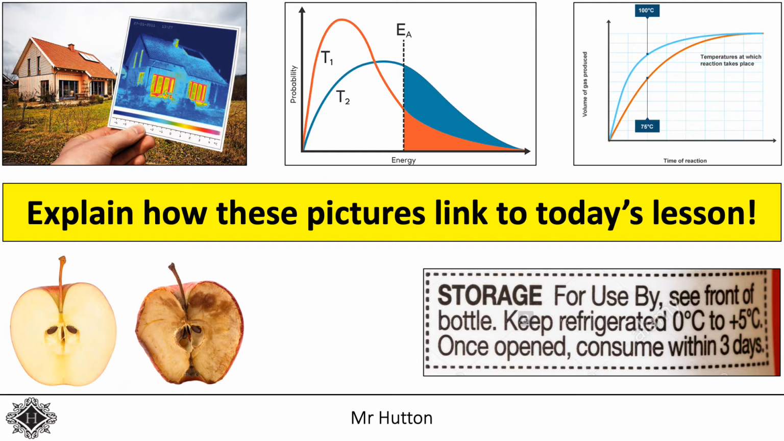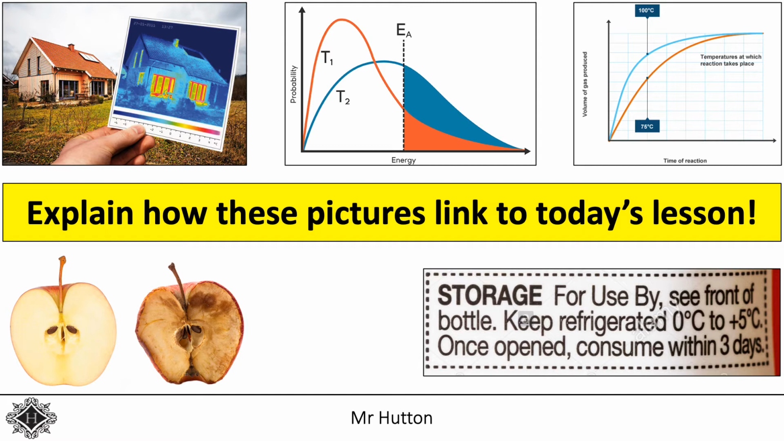Remember, our gradient tells us our rate of reaction, so the change in y over the change in x. And the other line at 78 degrees, I think it is, is a flatter line, not as steep, so the rate of reaction isn't as high.